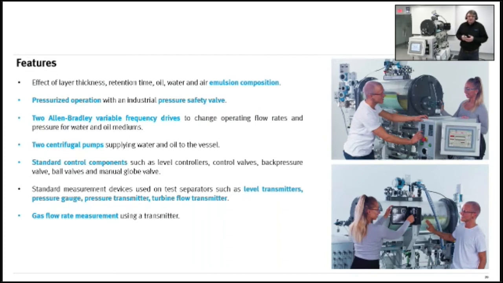The students are going to learn to use all the standard control components and the standard measuring devices like the level transmitters, the pressure gauges, and the turbine flow transmitter. Also, we're going to measure the gas flow with the differential pressure transmitter and the orifice plate here in the trainer.